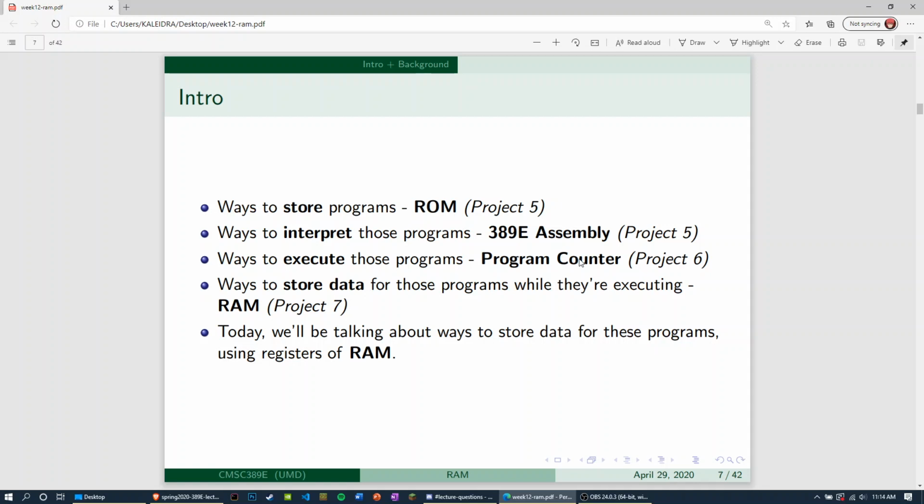All right, considering that we are good to go on these bits, let's talk a little bit about Project 7, using registers of RAM, right? And again, Project 6 is the one that we're on right now, that we'll be working on. So any questions with that, go ahead and send them in the Discord.